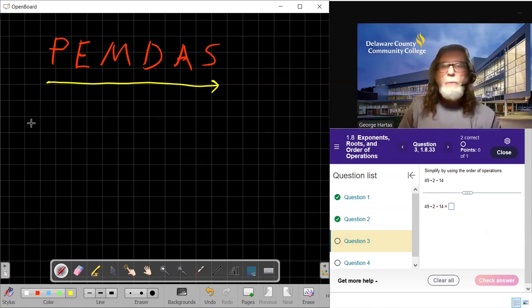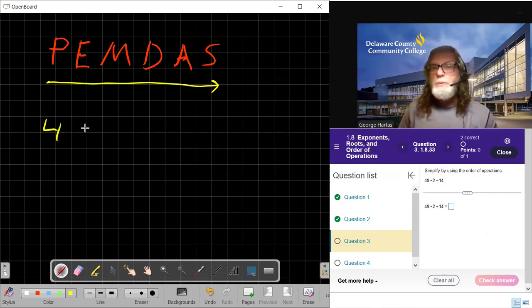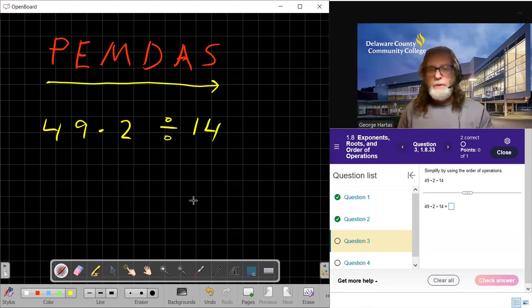So here we have 49 times 2 divided by, right? Looks like a division symbol. You got to be careful there. Divided by 14. All right. Now let's come up here and let's see what we got to do first.